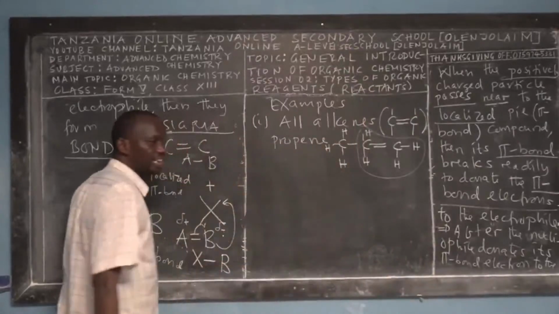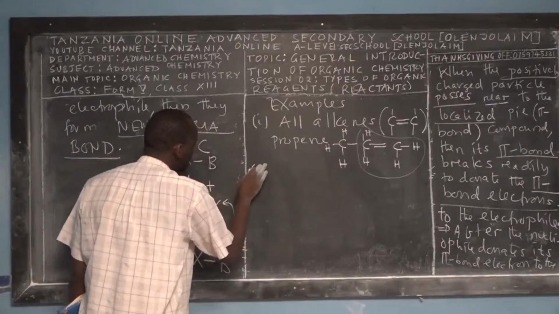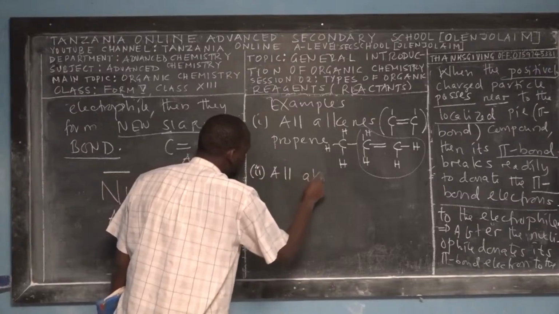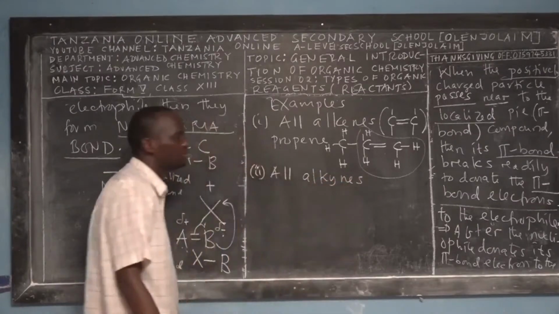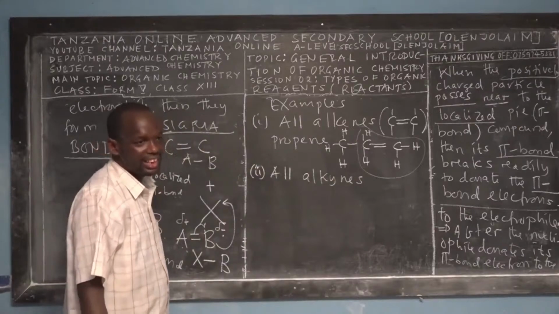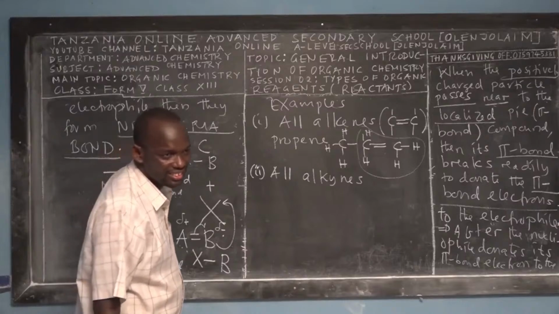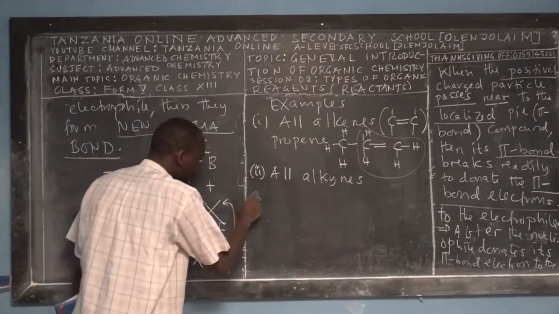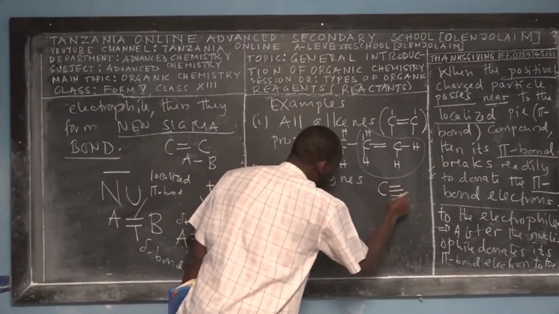So you've understood, right? And then the second group, all alkynes. If you're asked to mention 20 examples of nucleophiles, I think we'll ask your teacher to ask you to mention 50 examples, because you know, many alkenes, many alkynes. So if you say alkynes, the point of concentration is this one.